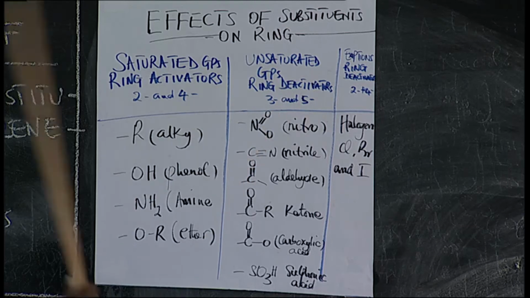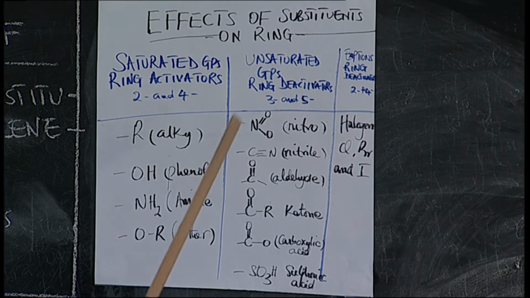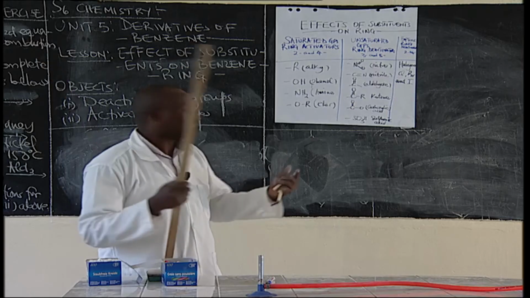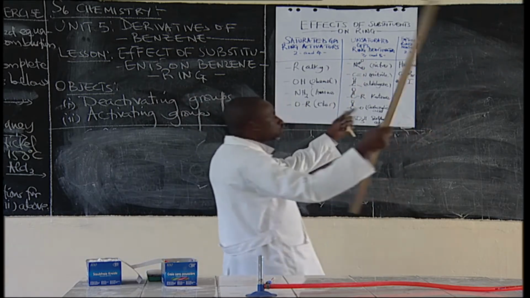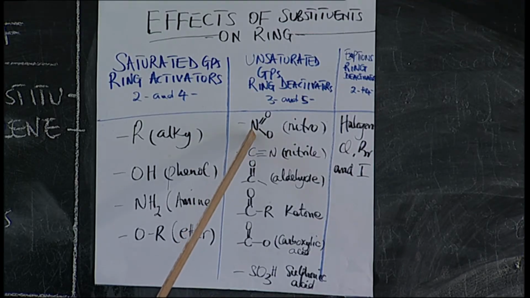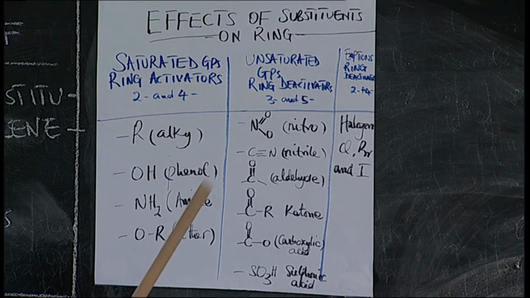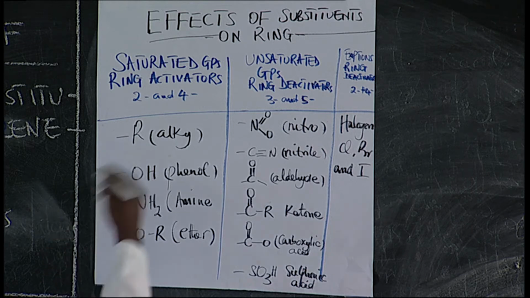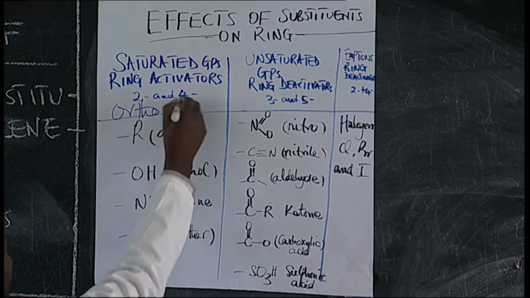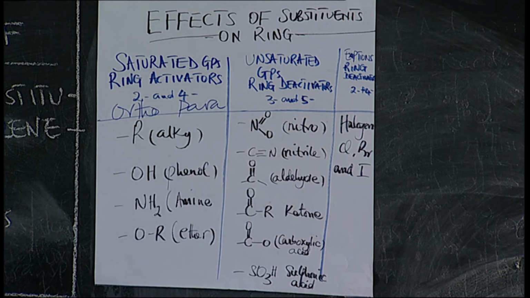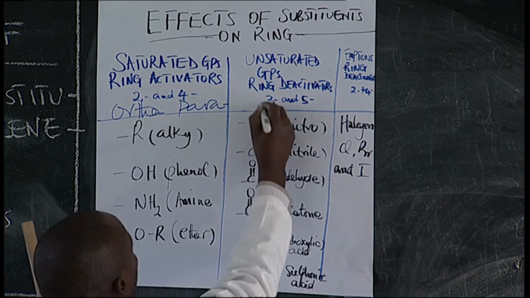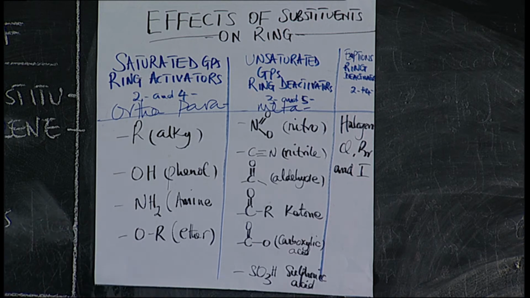So you have unsaturated groups. These are called ring deactivators. So these ring deactivators direct other substituents. That is, if you have a nitro group on the benzene ring, it will direct other substituents to position 3 and 5. Positions 2 and 4 are called ortho and para positions. And 3 and 5 are called meta positions.